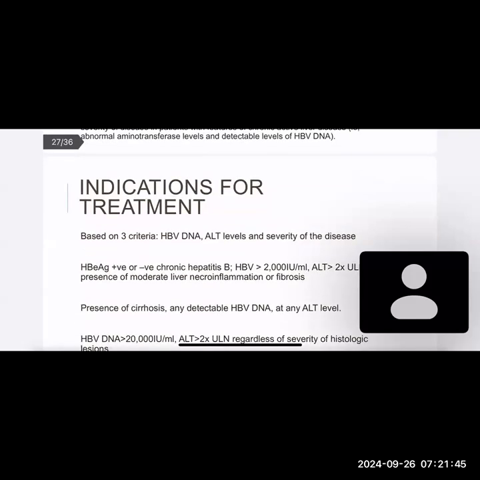Now, the indications for treatment are based on 3 criteria. We want to see the hepatitis B virus DNA load, and also look at the alanine transaminase levels, and also the severity of the disease using either the FibroScan or doing a liver biopsy.